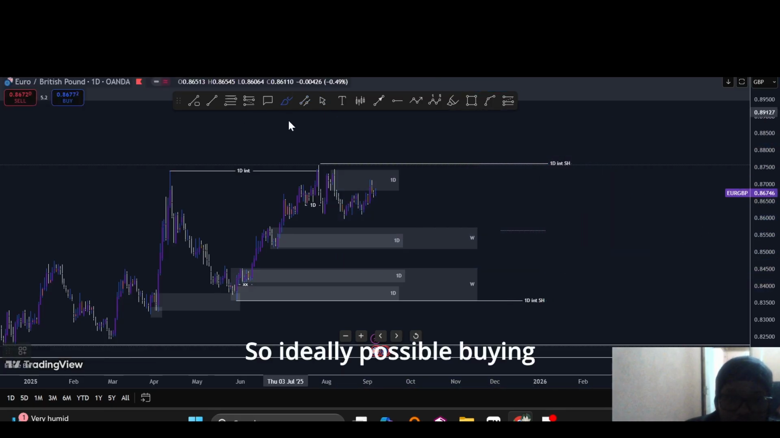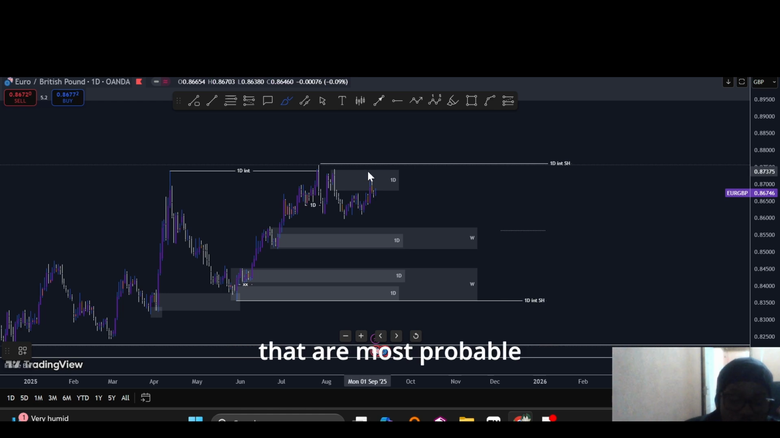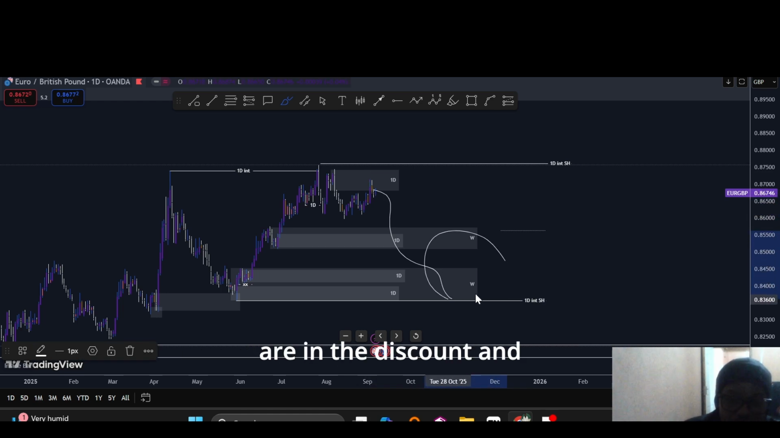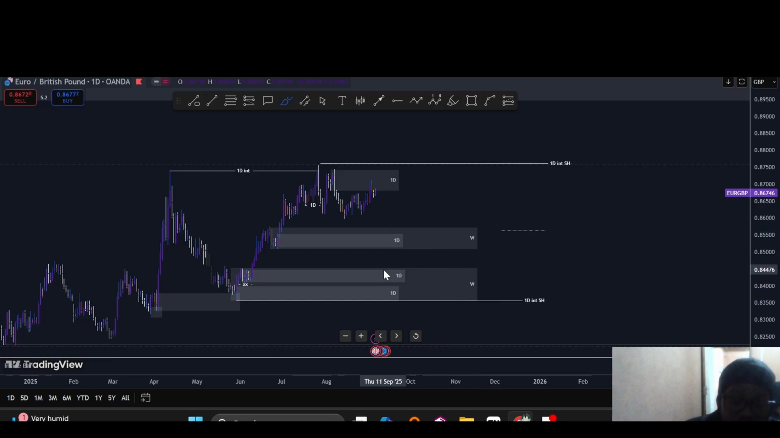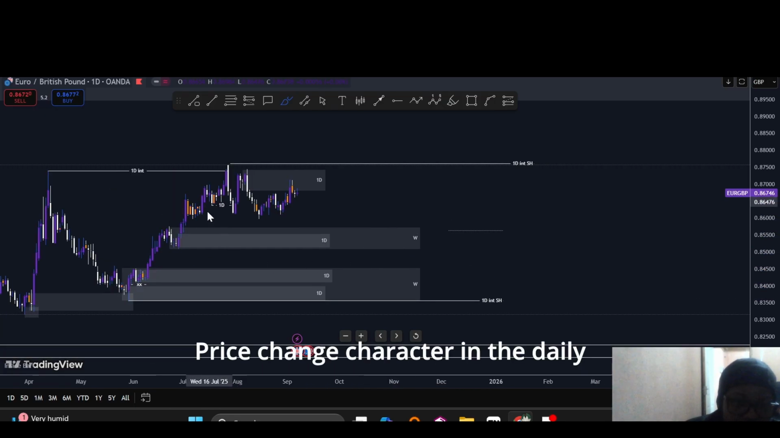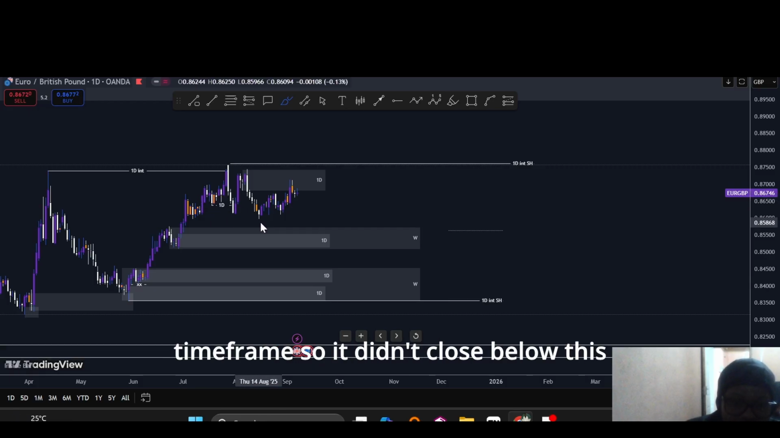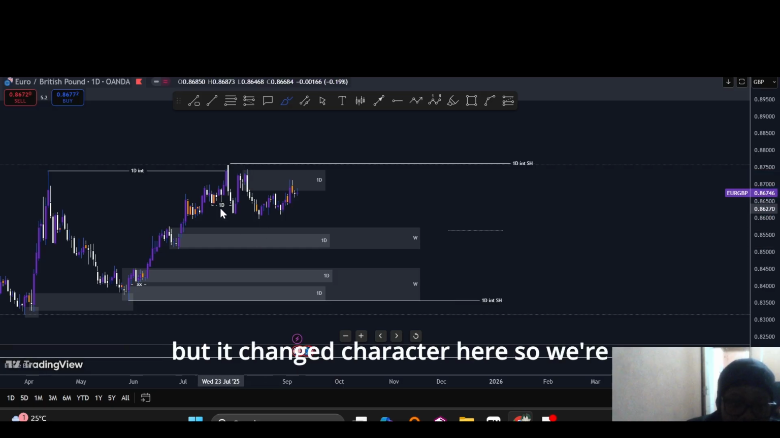So ideally, the buying opportunities that are most probable to play out are buying opportunities in the discount, and this zone is in the discount, and also this one is in the discount. But what's going on here? Price changed character in the daily time frame, and then when it changed character in the daily time frame, it wicked, so it didn't close below this low. So I don't know now if price is ready to go to the downside, but it changed character here.